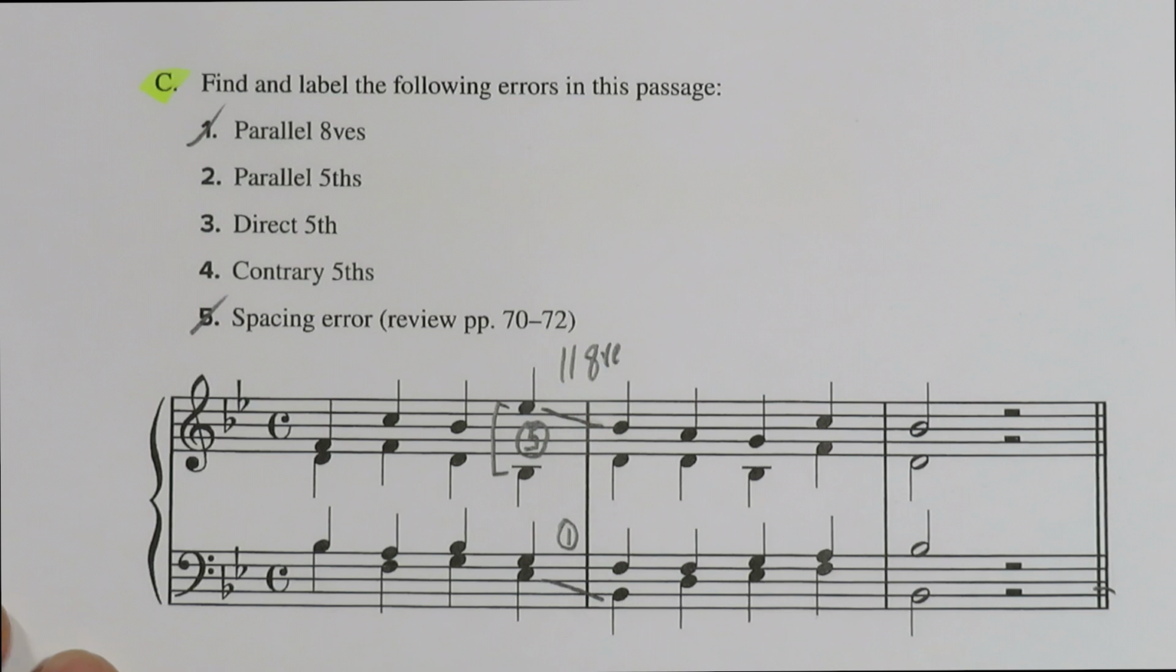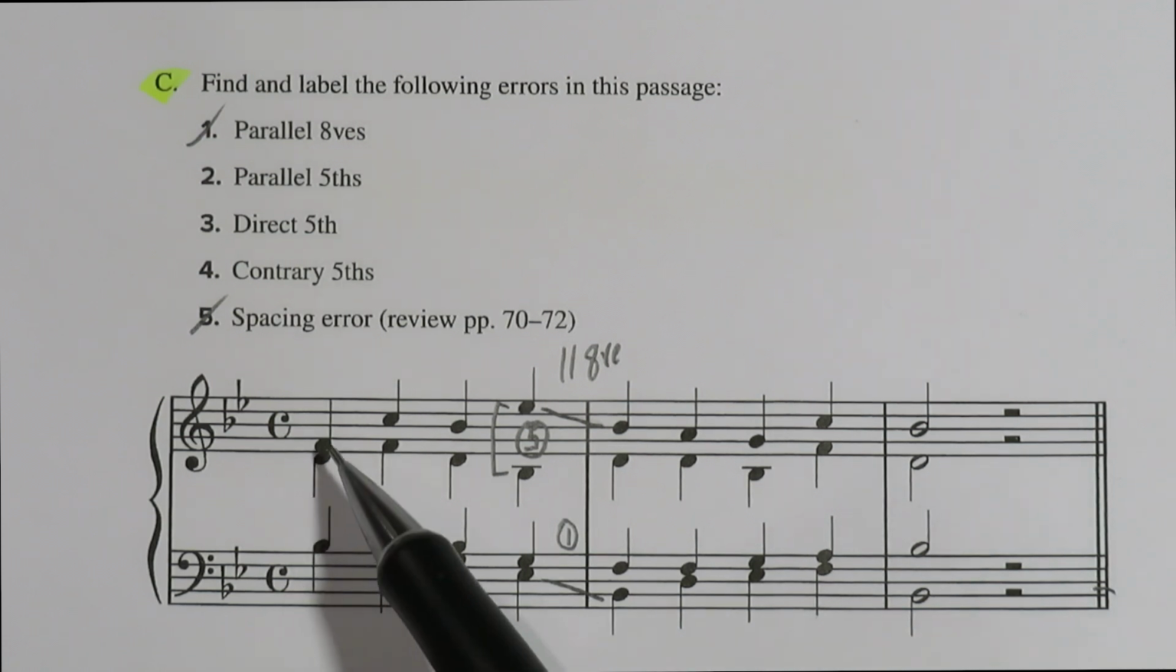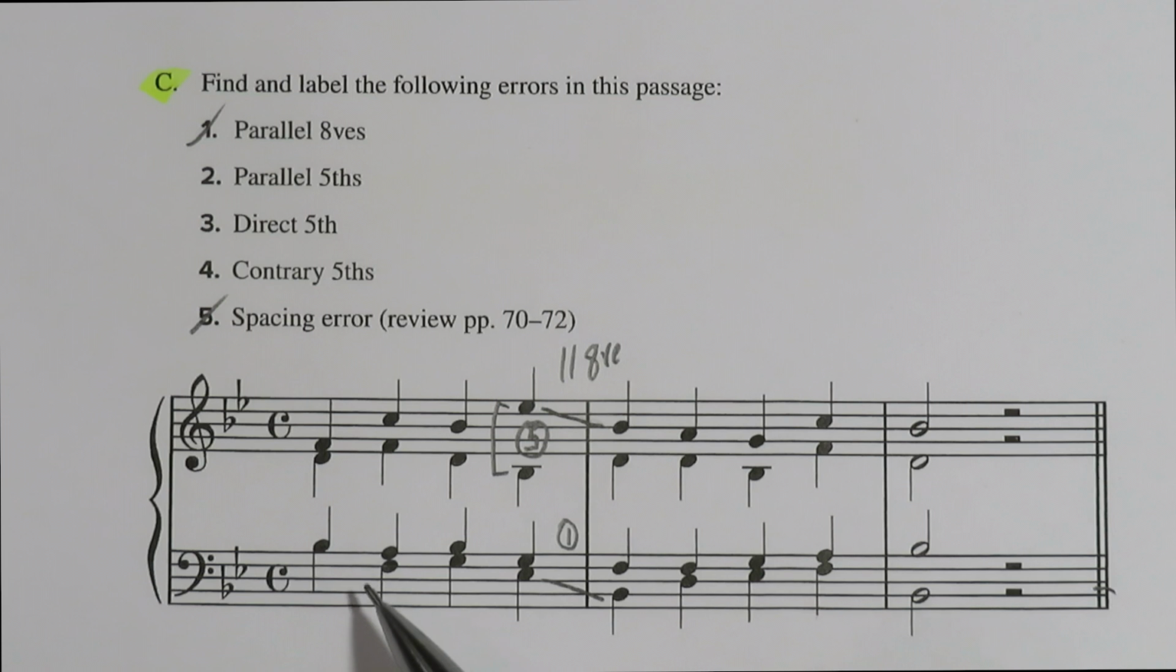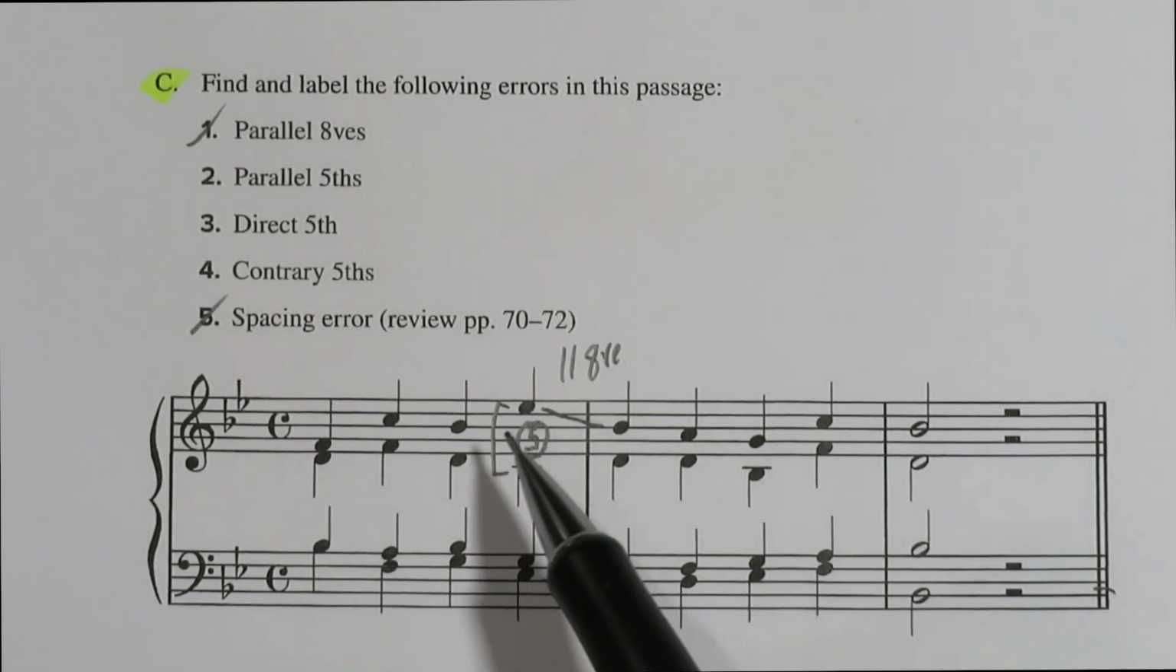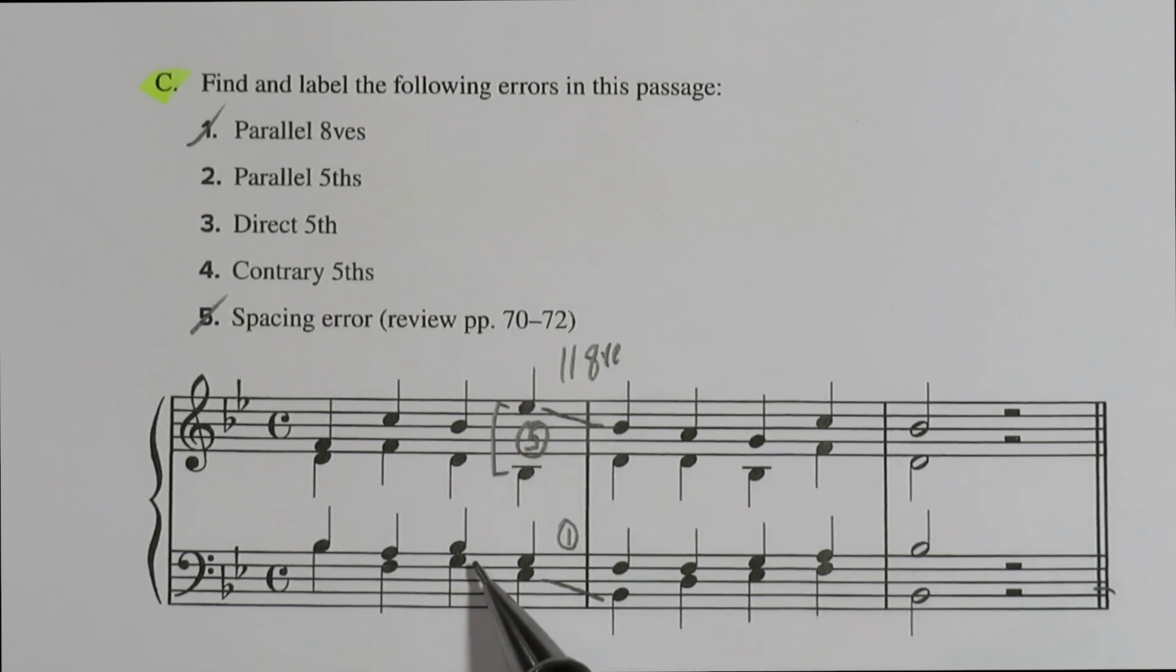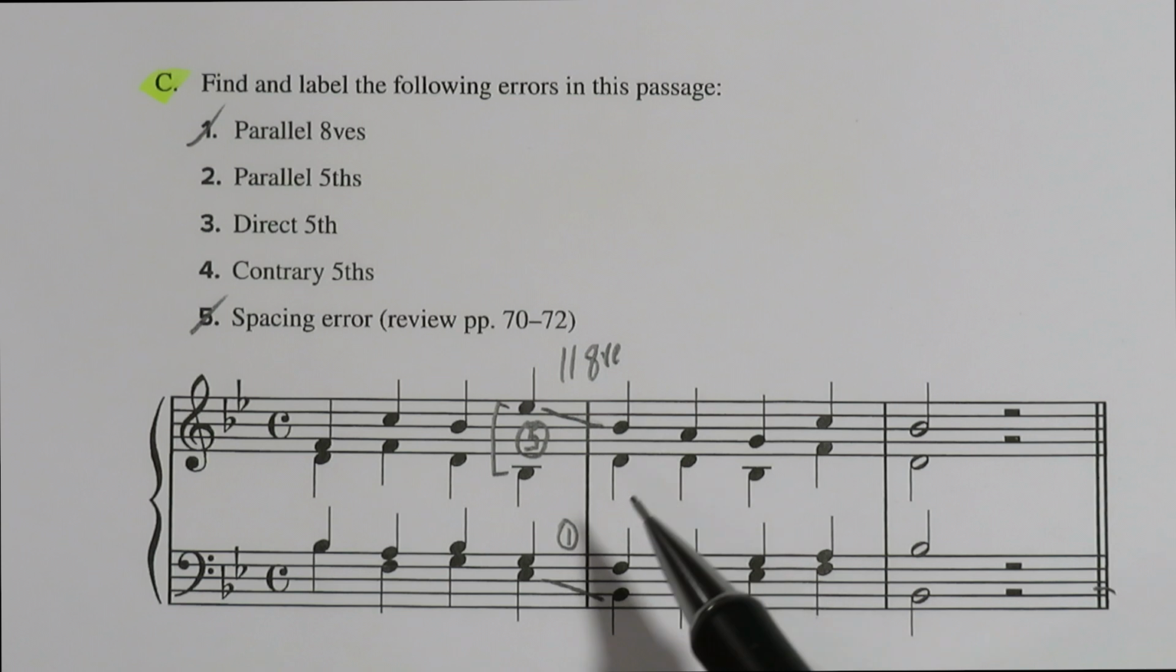And next I just need to find a direct fifth. With the direct fifths, we know that we're looking for the soprano to leap. So the first thing we're going to do is look for a leap in the soprano, and here's one. The soprano leaps. It moves into a fifth, but the bass doesn't move in similar motion, so we're good to go. Here's another leap in the soprano. Bass moves in contrary motion. Okay, can't be it.